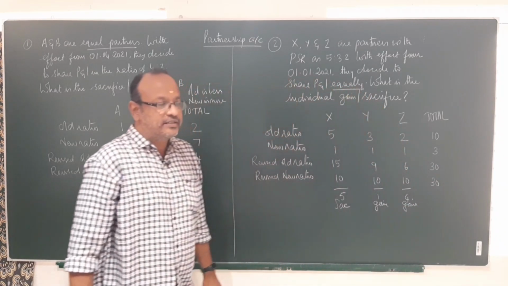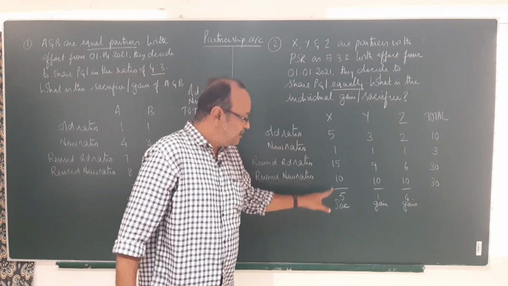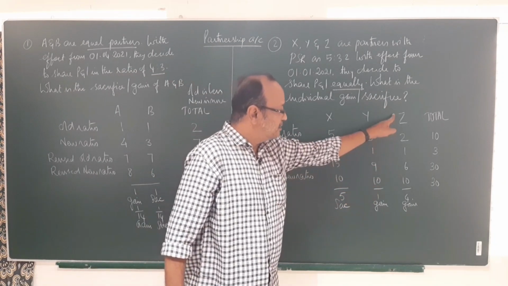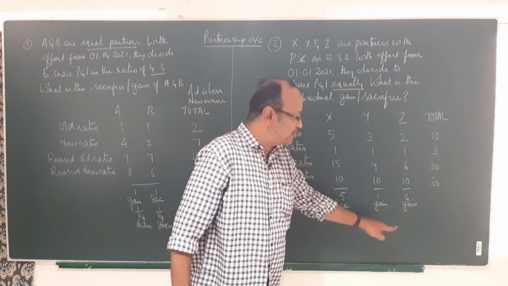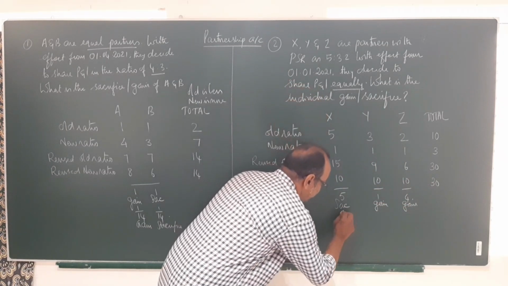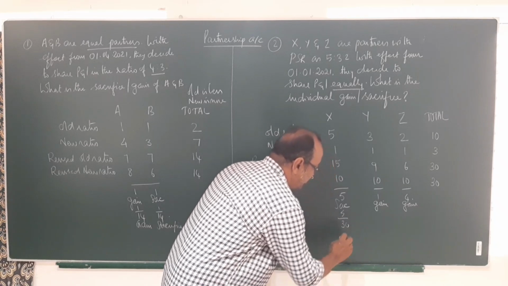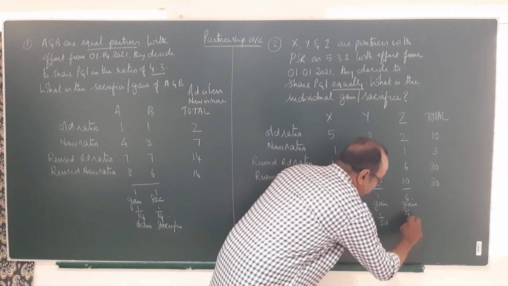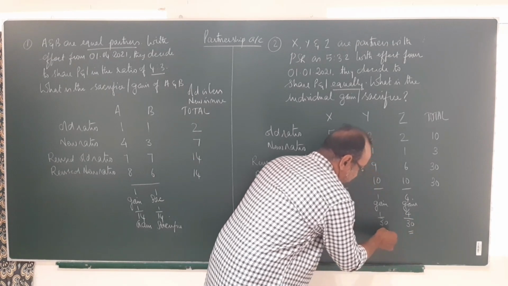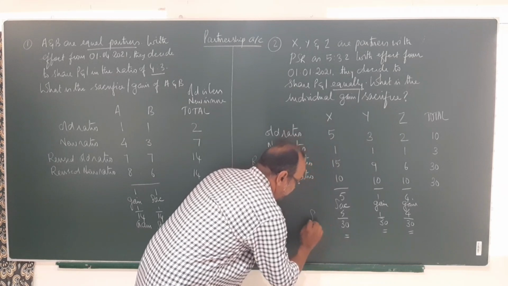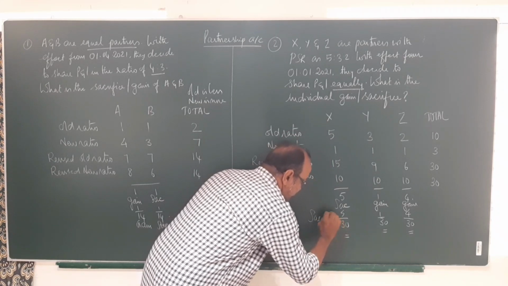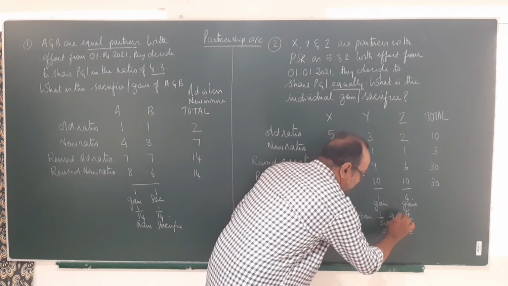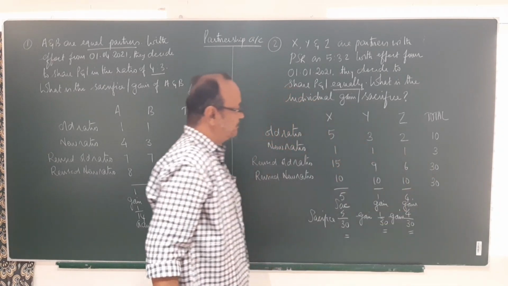Now, students, what's the answer? X sacrifices 5, Y gains 1, and Z gains 4, out of how much? This is the total, isn't it? 5 by 30, 1 by 30 and 4 by 30. Now this is our answer. X sacrifice, Y gain and Z gain.